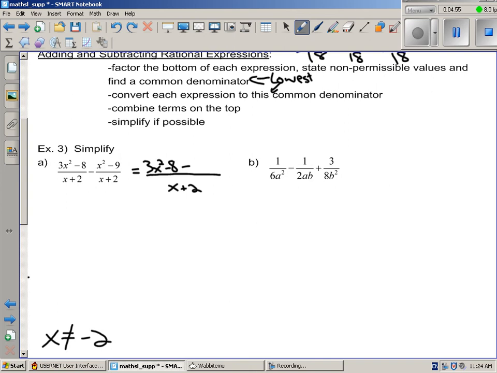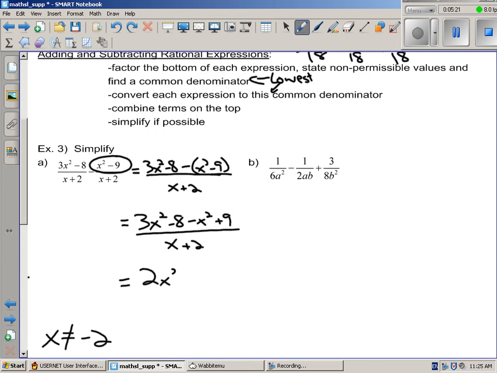And notice here that you're subtracting all of x squared minus 9. So show that by using brackets. Otherwise, you'd just be subtracting the x squared and not doing the right thing necessarily with the 9. I'll show every little step on the way. And that brings us to 2x squared plus 1 over x plus 2, with the restriction that x is not allowed to be negative 2.